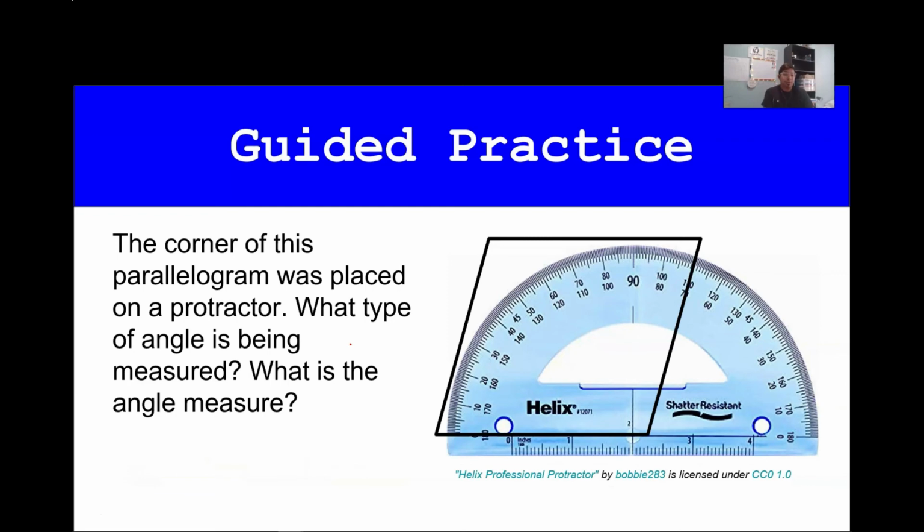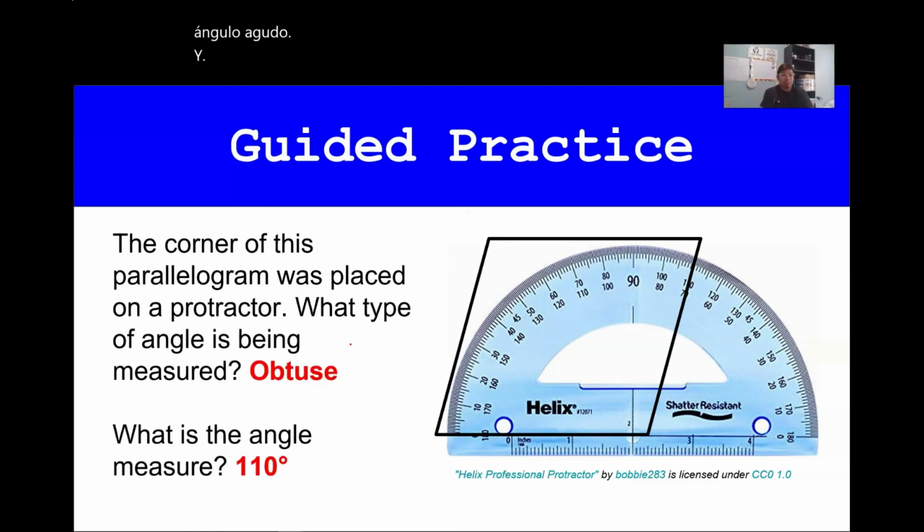The corner of this parallelogram was placed on the protractor. What type of angle is being measured and what is the angle measure? Alright, let's see what you got. You should have gotten an obtuse angle, and this angle measures 110 degrees. Good job.